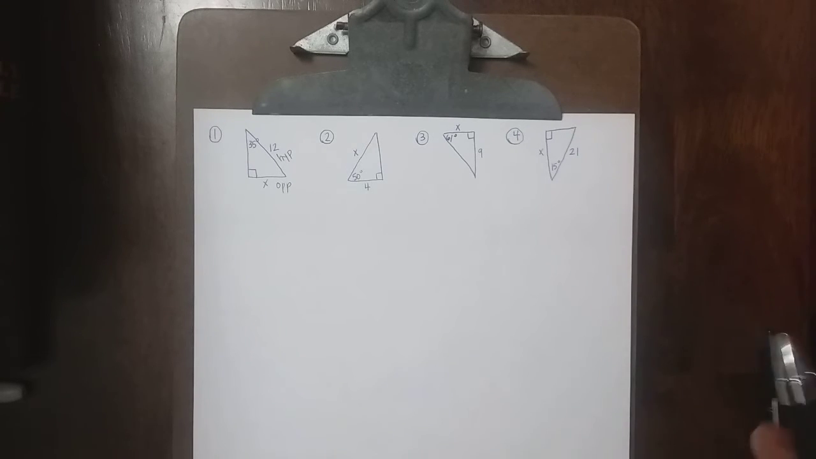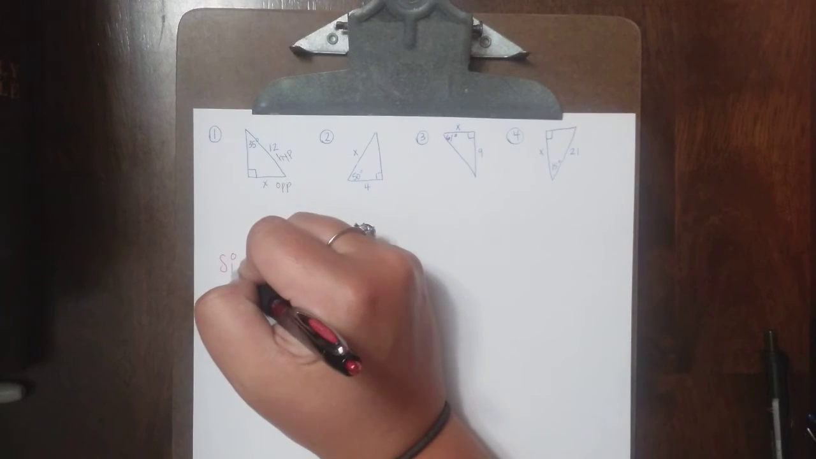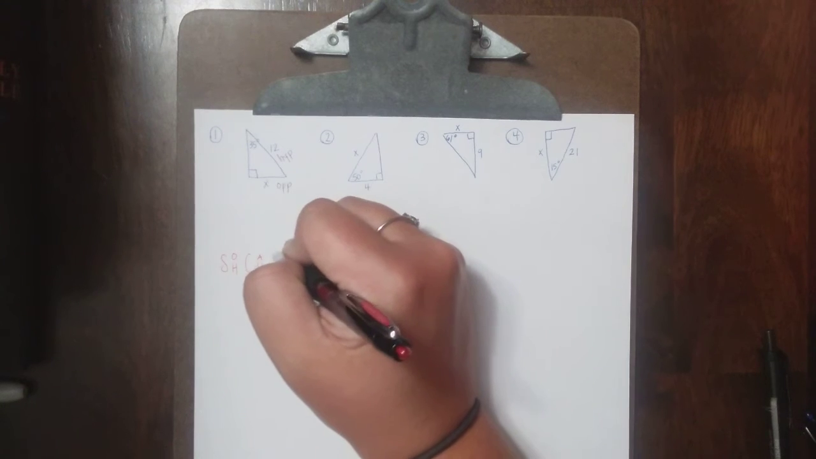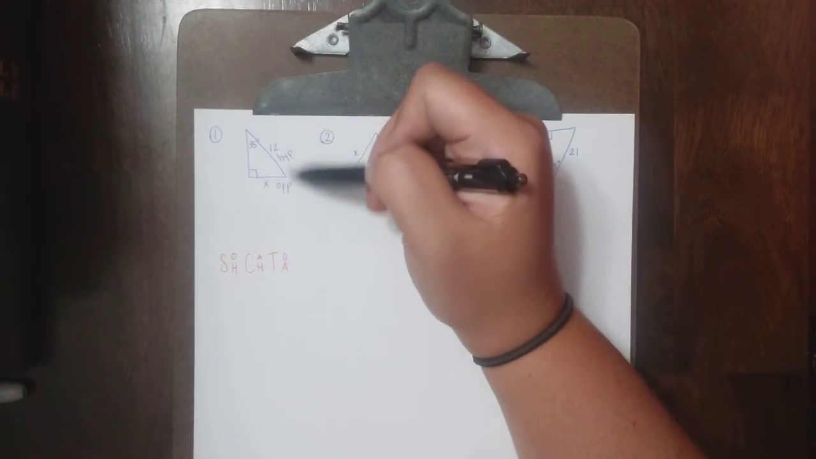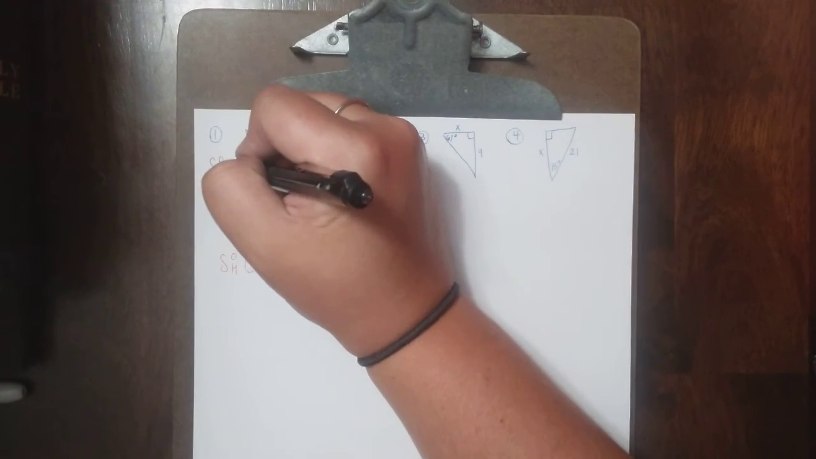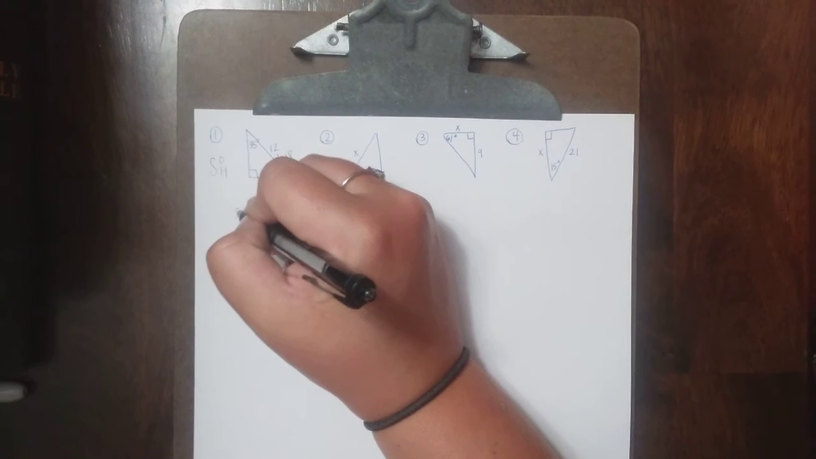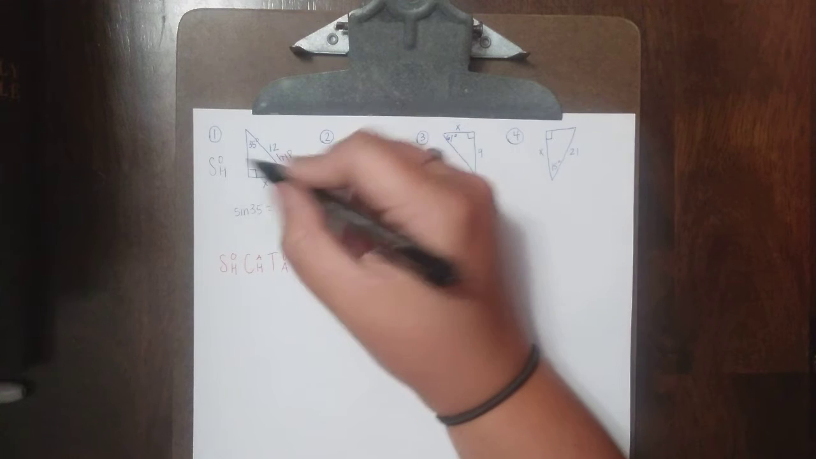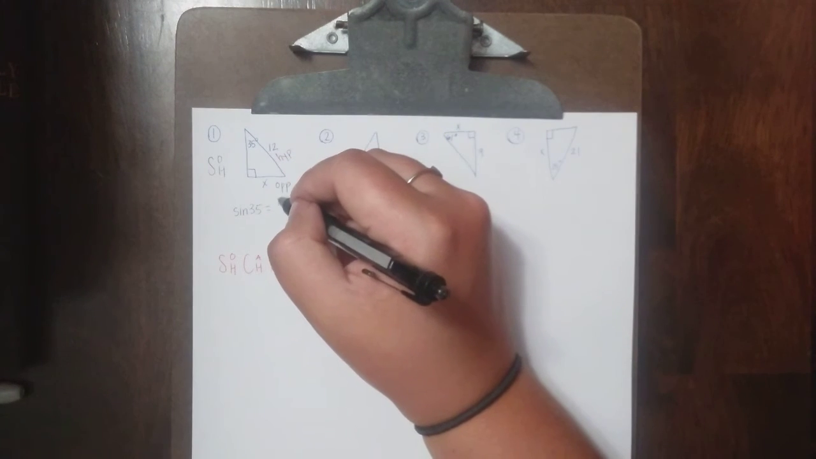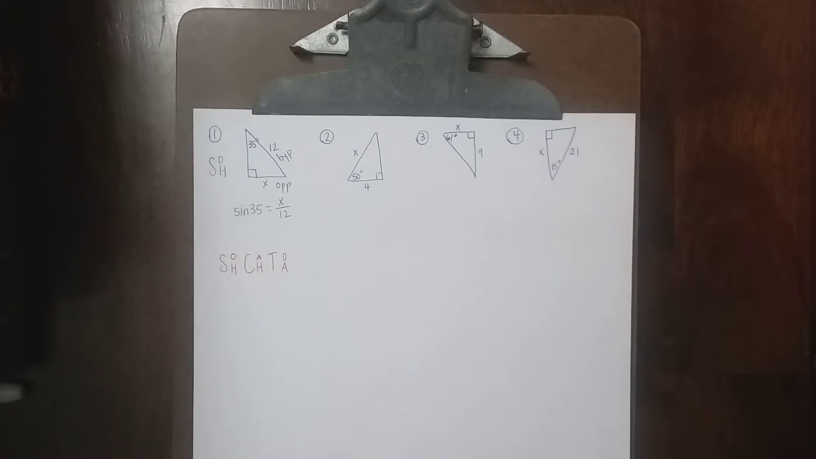I'm using SOHCAHTOA. Let me write SOHCAHTOA down here. You've got to memorize SOHCAHTOA. For this one, because I have opposite and hypotenuse, this one's SO. The SO is sine. So we can say sine of the angle, so 35, equals opposite over hypotenuse. So opposite x, hypotenuse 12. Then we're going to solve.